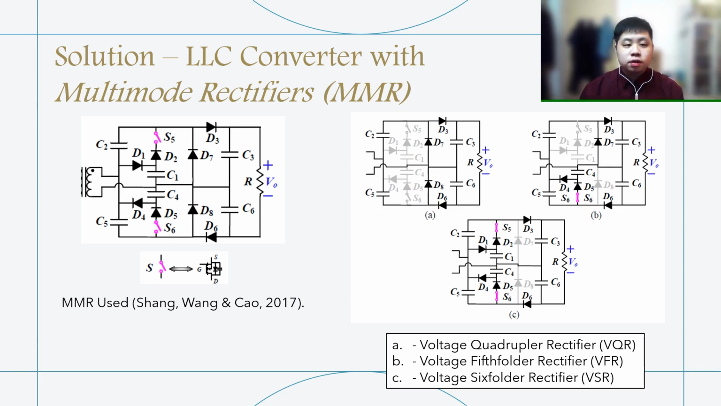Using the two switches, they claim that the rectifier is capable of outputting 4, 5, and 6 times the input voltage, where the modes can be seen from their names. However, during my simulation, I found that the VFR injects DC current into the transformer, risking saturation. Therefore, I only used the MMR in its VQR and VSR modes, which are times 4 and times 6 respectively.